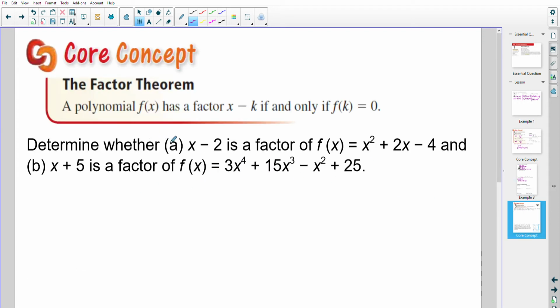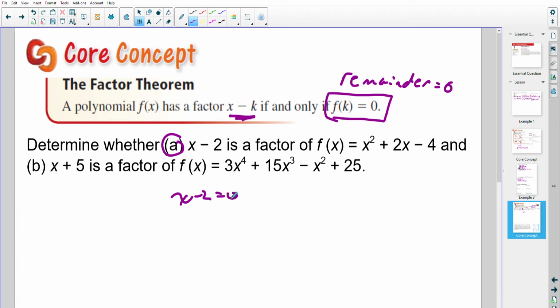Now, the other part of this is to tell if a certain binomial is a factor of a polynomial. If it is a factor, it means the remainder has to be equal to 0. So what I like to do is just plug in the k and determine if it's 0 or not. If I'm looking at a, remember, that's the factor. My k is really equal to 2.